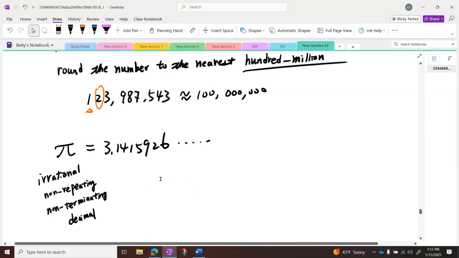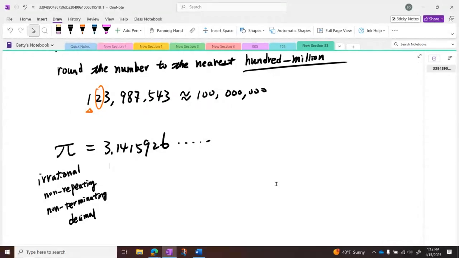Since this number is irrational, it is a non-repeating, non-terminating decimal, means the digit continue forever. Not just continue forever, there's no pattern. You don't know. It's just irrational, exactly like the name shows, like a crazy decimal. So it's not possible for us to know the exact value. In this case, we have to estimate.